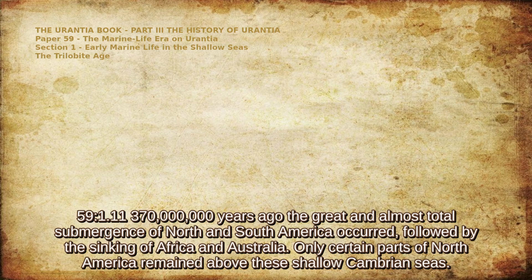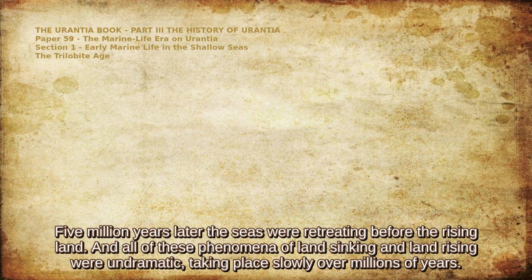370 million years ago, the great and almost total submergence of North and South America occurred, followed by the sinking of Africa and Australia. Only certain parts of North America remained above these shallow Cambrian seas. 5 million years later, the seas were retreating before the rising land. And all of these phenomena of land sinking and land rising were undramatic, taking place slowly over millions of years.